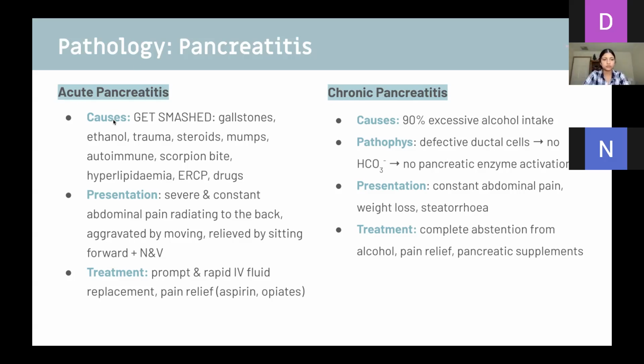So causes of acute pancreatitis, there's a mnemonic called GET SMASHED. So gallstones, ethanol (alcohol), trauma, steroids, mumps, autoimmune diseases, scorpion bite, which is a bit of a weird one, but you sound smart when you say it, hyperlipidemia, ERCP, which is a procedure.